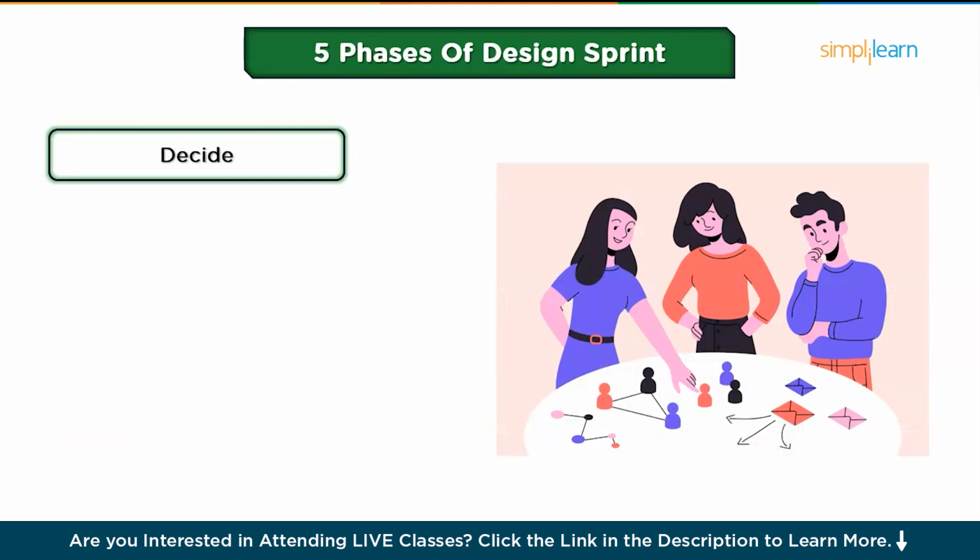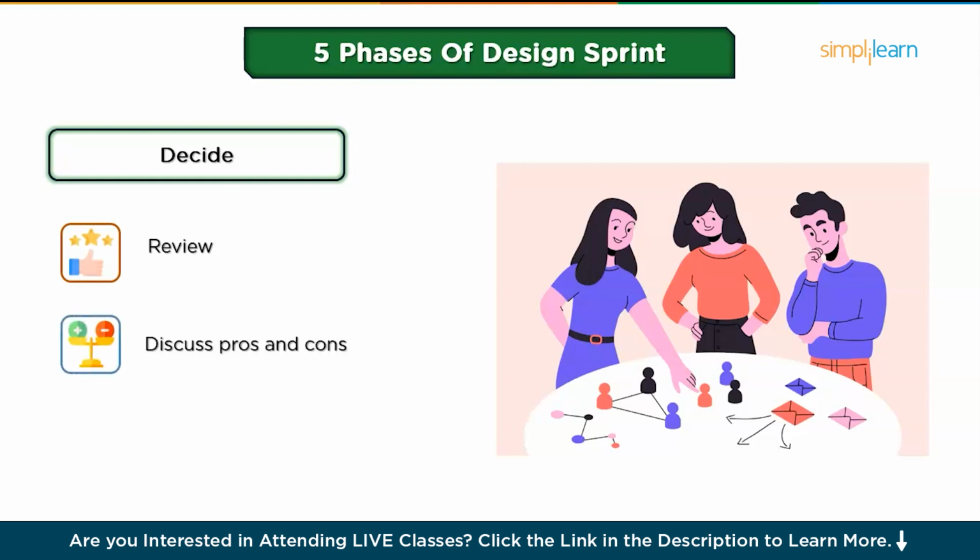Now the next phase is decide. So once all ideas are on the table, the team reviews them together to pick the most promising solution. They discuss the pros and cons of each idea and use methods like voting or dot stickers to reach a decision. This phase also includes creating a storyboard, which is a step-by-step plan of how the solution will work.